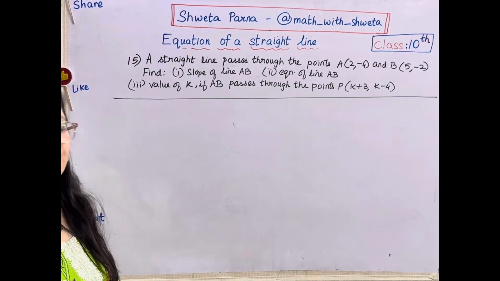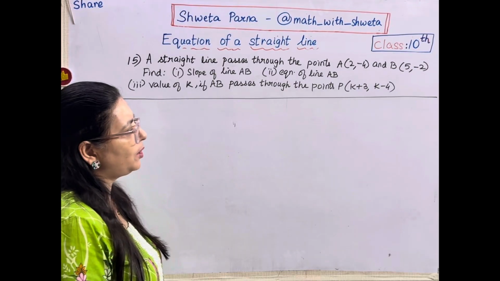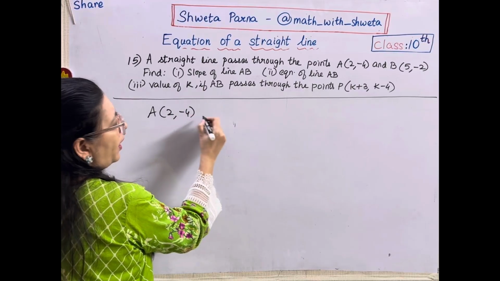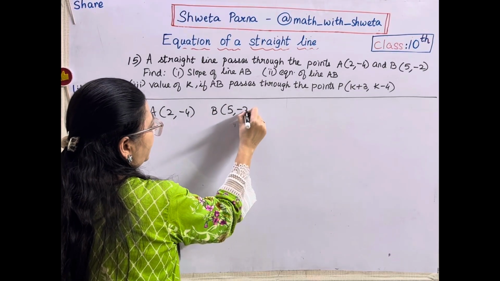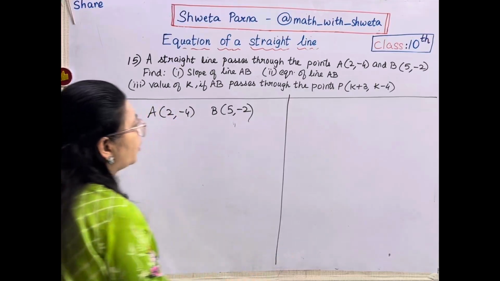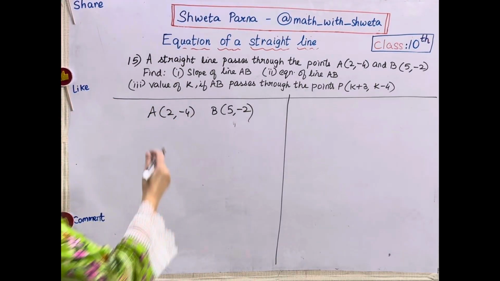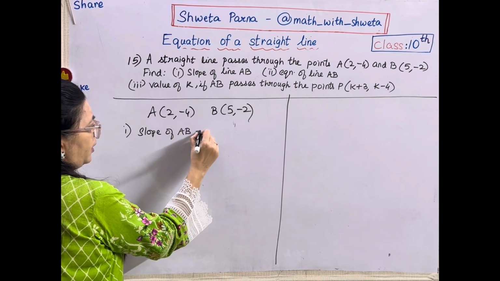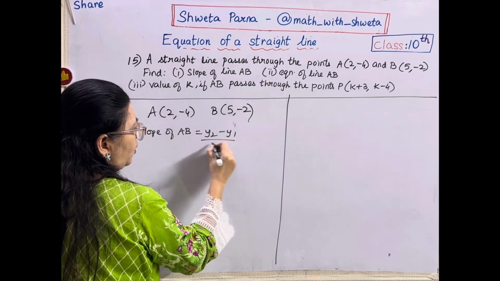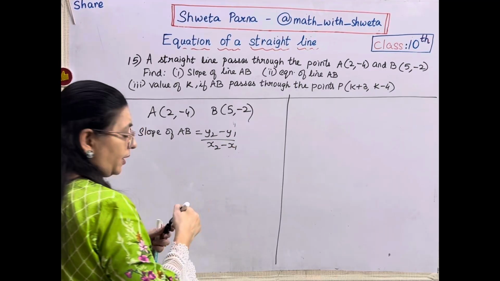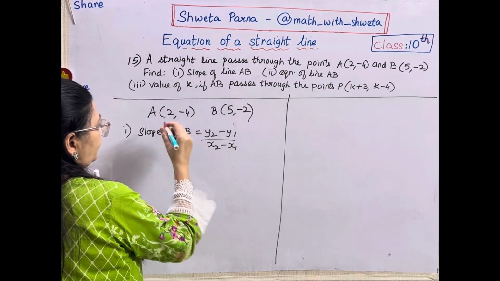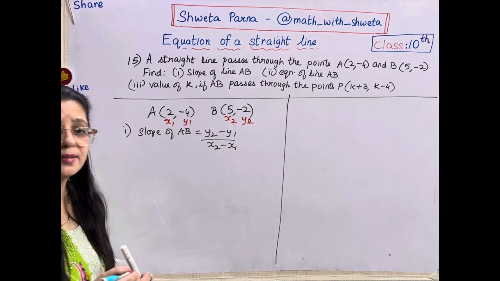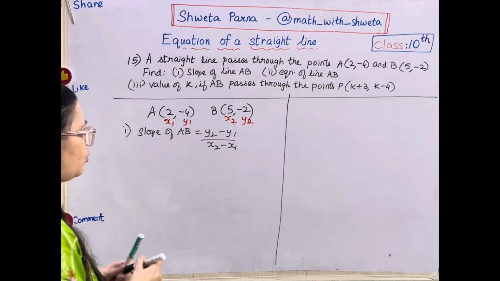Let's go to question number 15. A straight line passes through the point A, which is (2, -4), and B, which is (5, -2). You have to find the slope of line AB. What is the formula to find the slope? It is y2 minus y1 upon x2 minus x1, right? So let's take this as x1, y1, x2, y2. Always write this so that you don't make a mistake while solving it, okay?